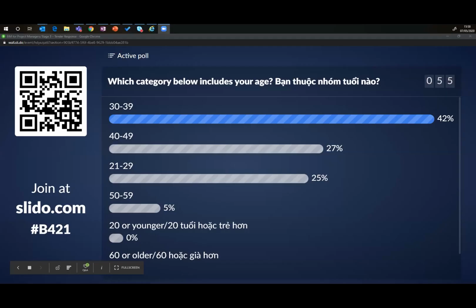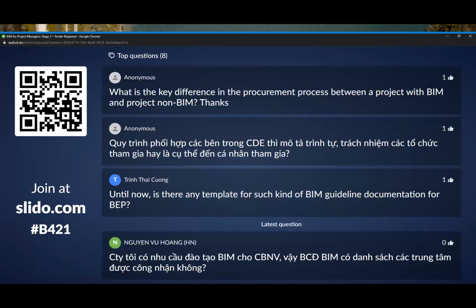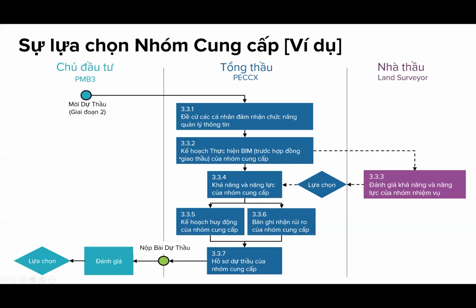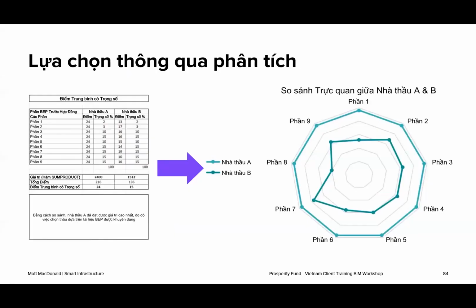Hi Phil. Thank you for your presentation. Appreciate your time. Actually, I posted my question on the Slido, but can you please go back to the very last slide? This one? No, next one. The one before, please. Yes, this one. So in case we have two tender submissions which have the same total score, which criteria should be more important in this case?